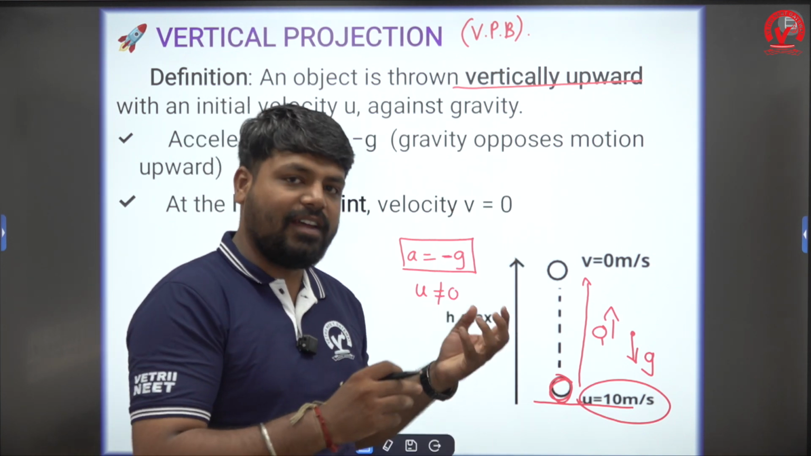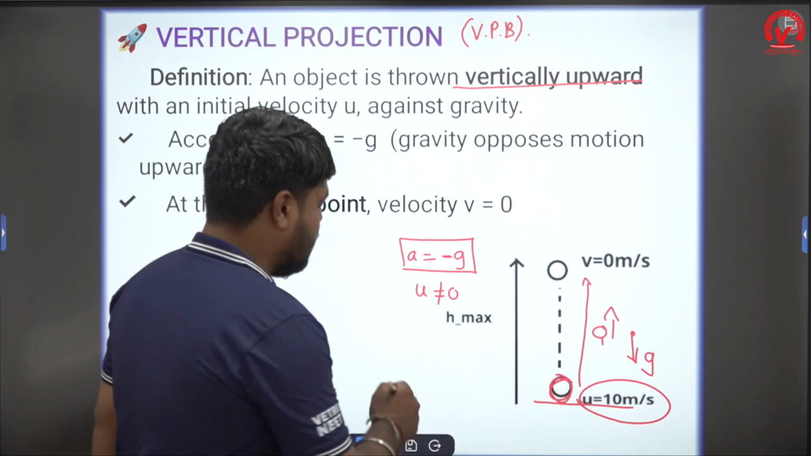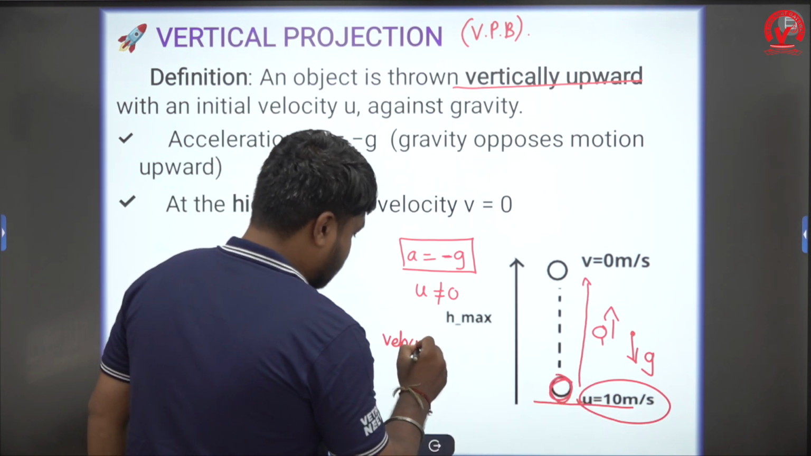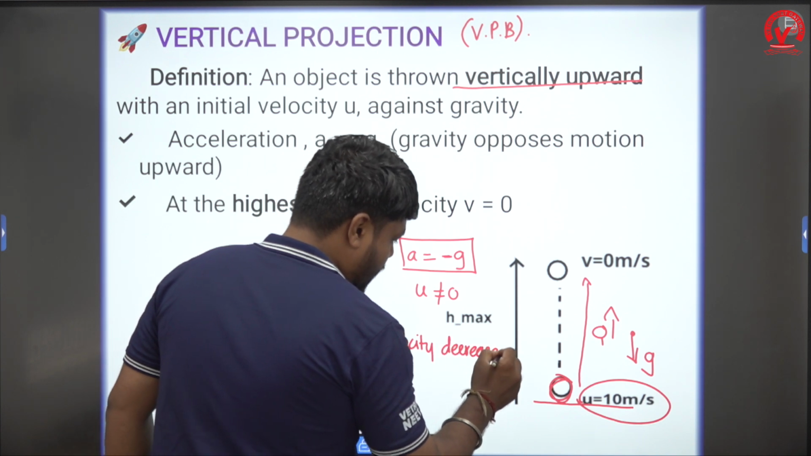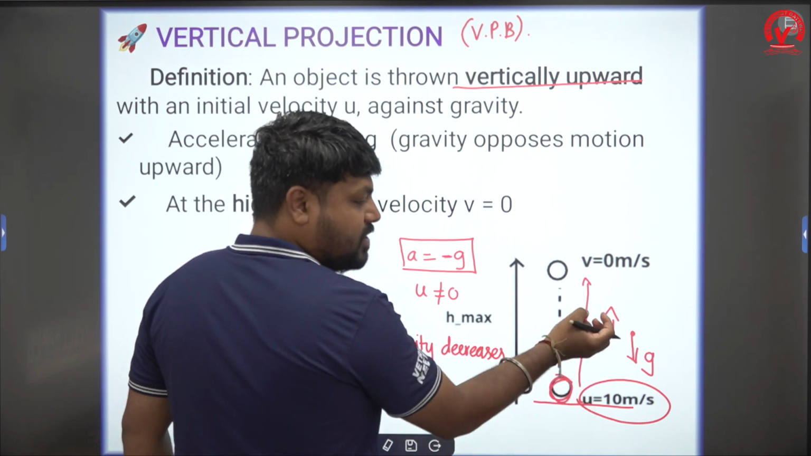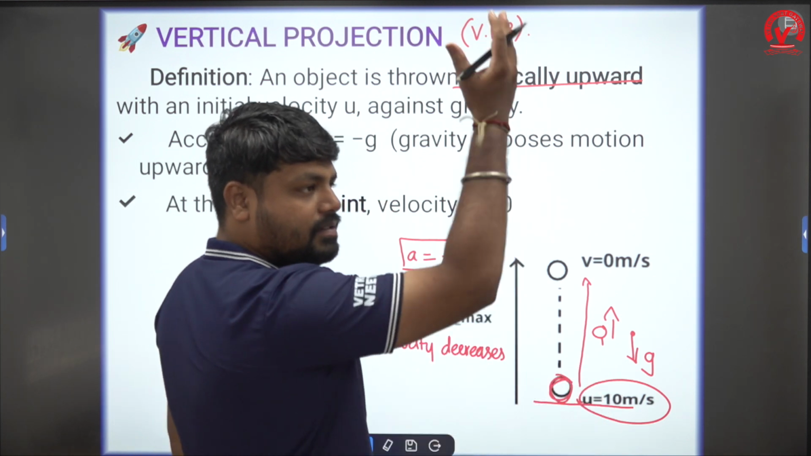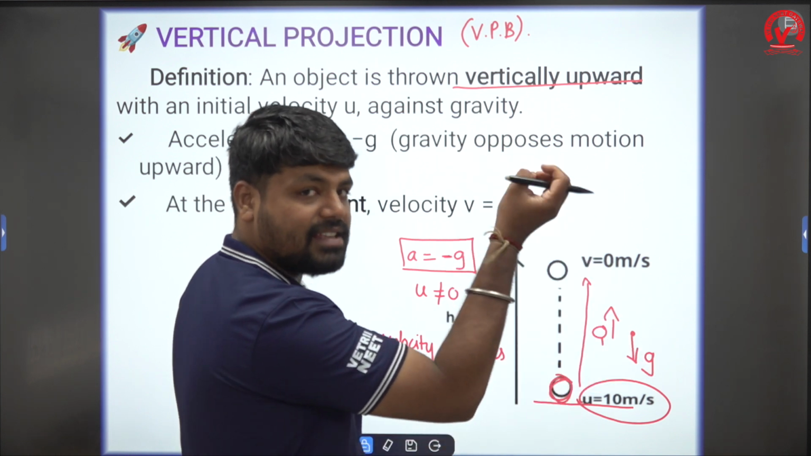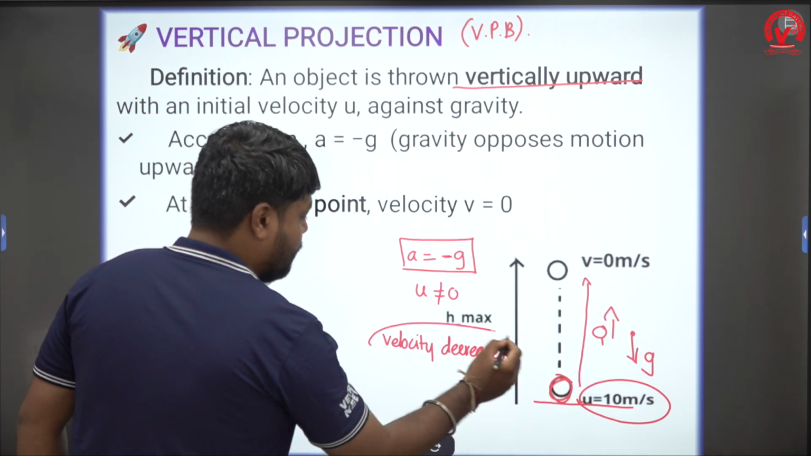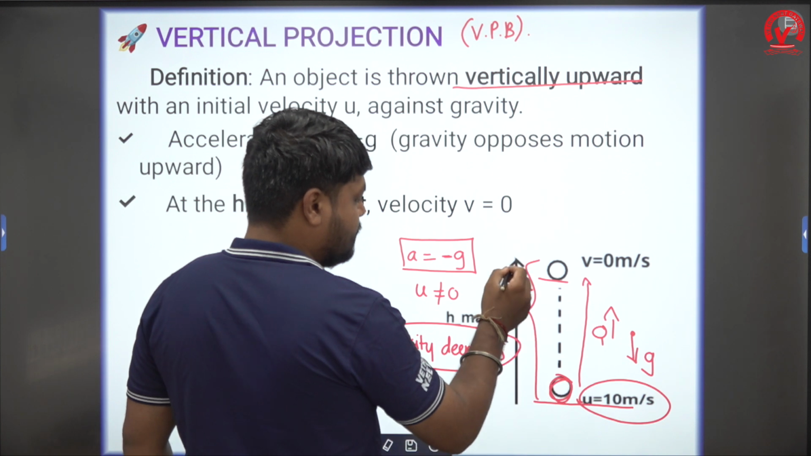So after giving velocity, what happens to the velocity? Does it increase or decrease? The velocity is going to decrease. Why is it decreasing? Because the object is pulled by gravity. You are throwing upwards, but it is pulled in the opposite direction, so its velocity will decrease, right? So velocity decreases. Consider the ball goes to the maximum height.